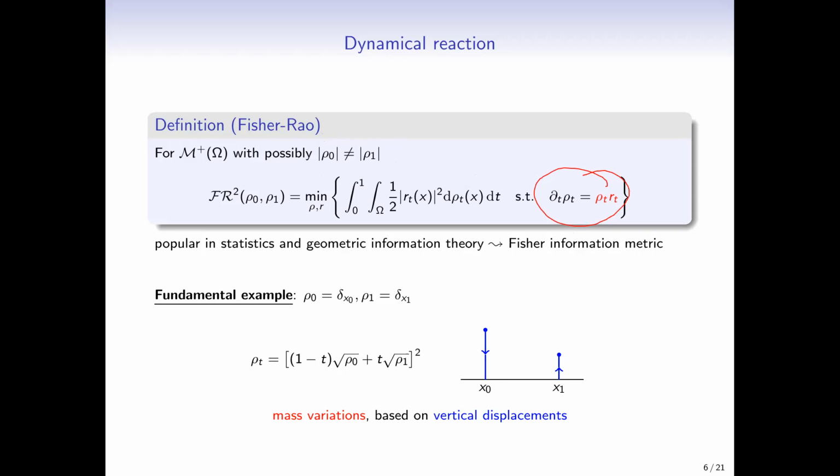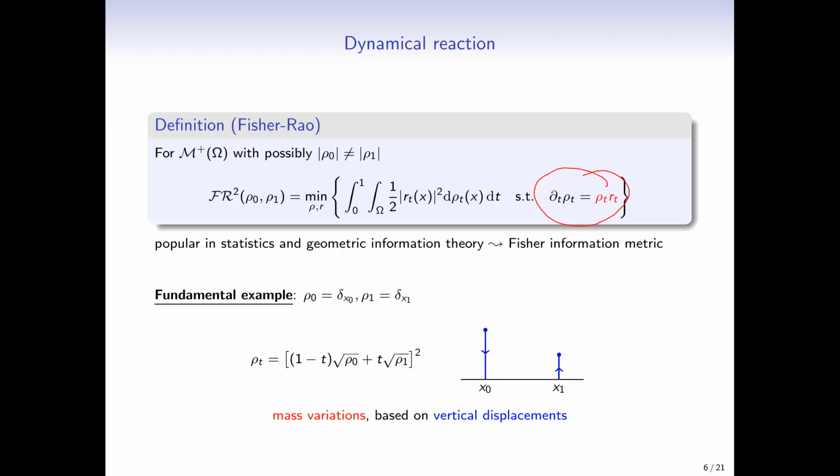And what you measure is also a kind of kinetic energy, but it's not mass ρ times velocity v squared. It's just mass ρ times reaction r squared. And if you minimize this, what you recover is actually a distance, or a squared distance, the squared Fisher-Rao distance on the space of measures. And this is very well known and popular in statistics because it's very much related to the Fisher information metric in information theory. So I do not have time to elaborate on this, but this is a well-known distance. And the fundamental example that I also want to cover here is the very same example.